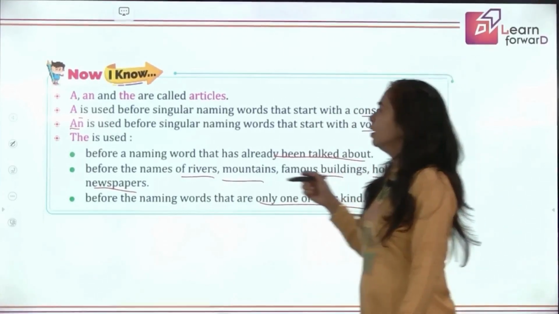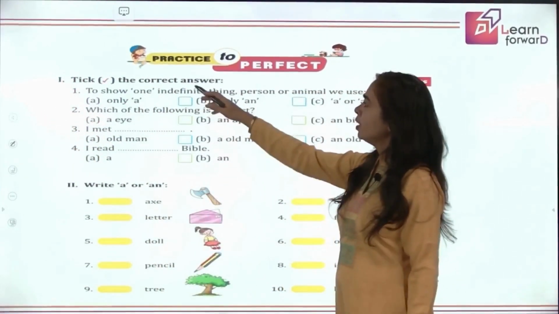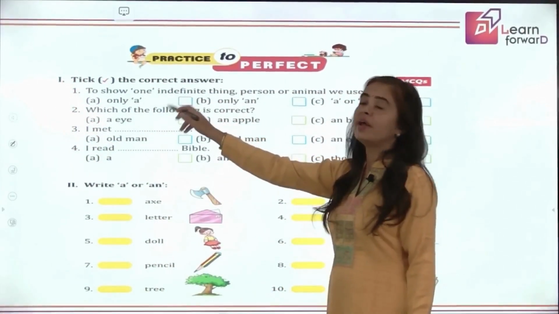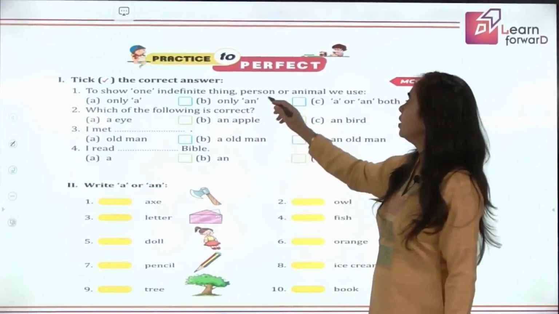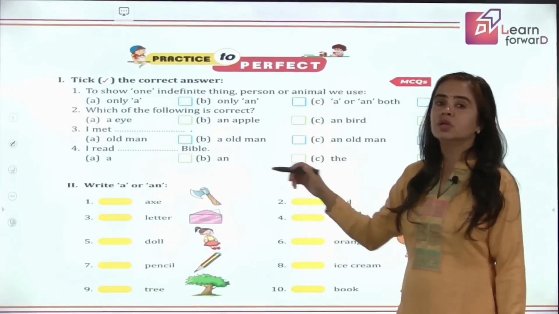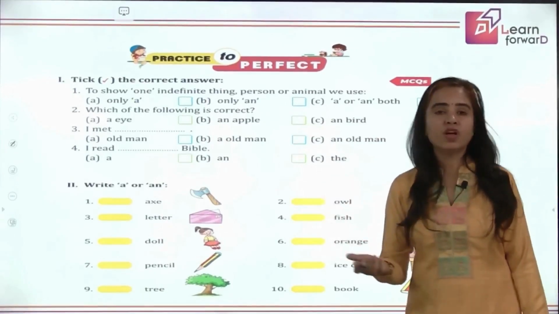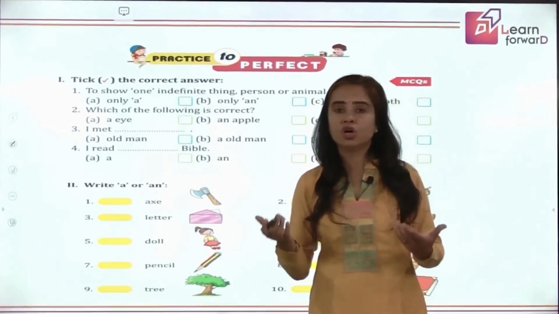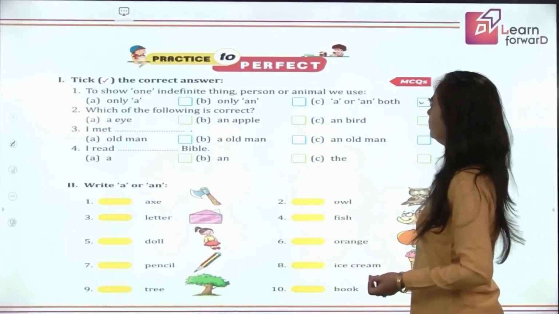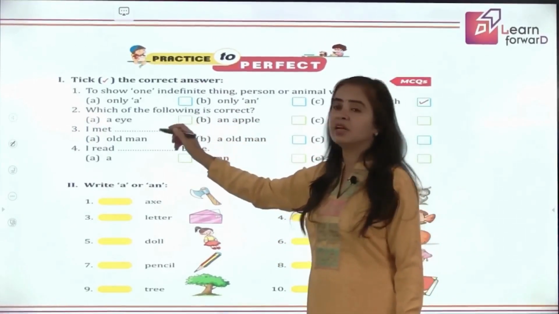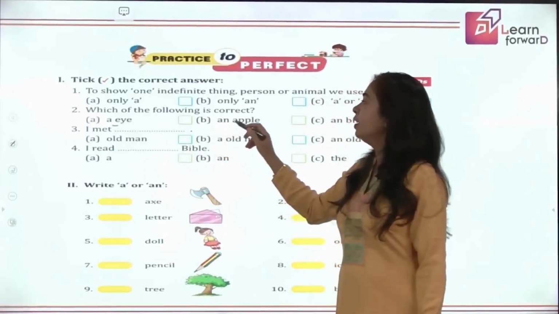So let's go ahead and it's time to do some exercise. Pick the correct answer. To show one indefinite thing, that means you are not sure about it, person or animal, what do you use? Do you use a, do you use an, or both? Of course, we are talking about indefinite, we are not sure. We can use both depending on vowel or consonant sound. Which of the following is correct? Do you say a apple, or an apple? See, this is a vowel. An apple, yes, it is correct.